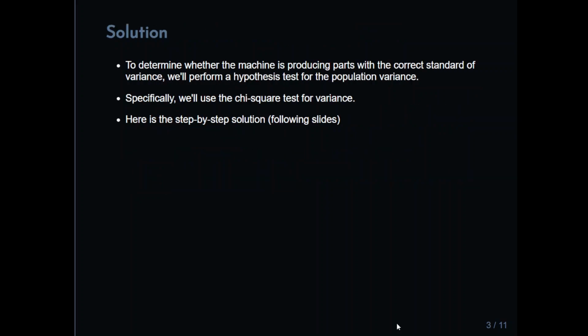To determine whether the machine is producing parts with the correct standard of variance, we will perform a hypothesis test for the population variance. Specifically, we will use a chi-square test for variance. And here is a step-by-step solution. So this is what we're going to be doing here.